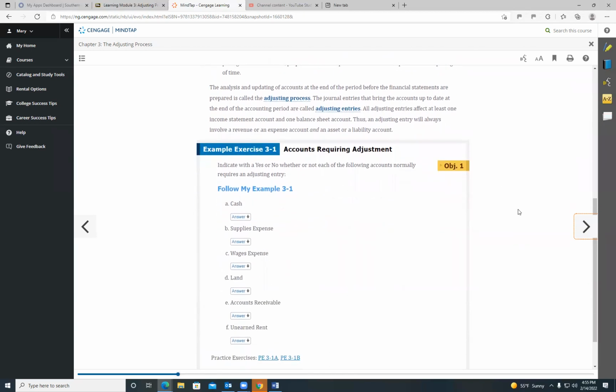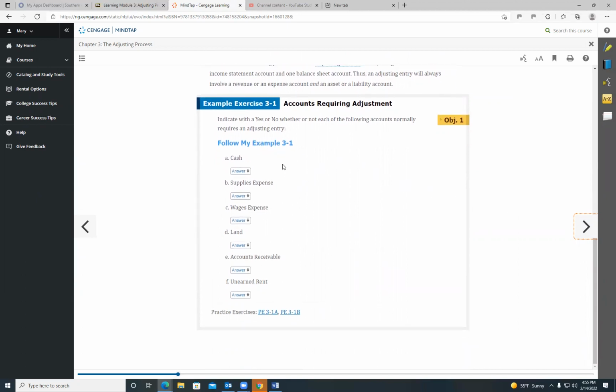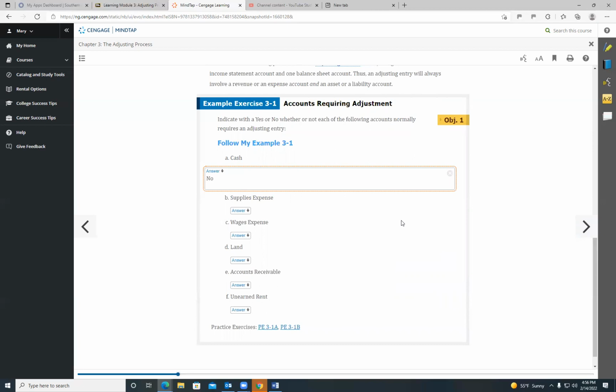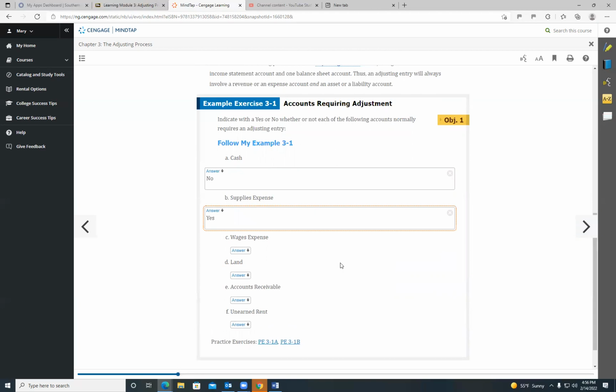So let's look at an example, and let's talk a little bit more about each of these different accounts and why they may or may not require adjusting entries at the end of the month. So as I stated earlier, cash is usually one of those accounts that never needs an adjusting entry at the end of the month. So the answer would be no for cash. But supply expense is a yes, because we record supplies as an asset, and then as we use the supply for our services, we then record that supply as an expense. We expense it out. So yes, supplies expense would definitely need an adjusting entry at the end of the month.